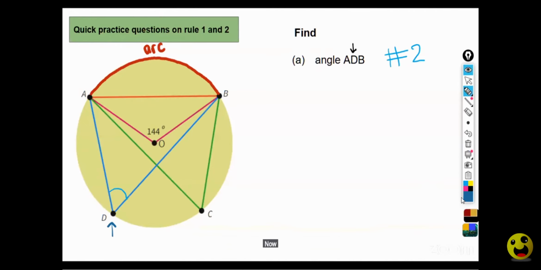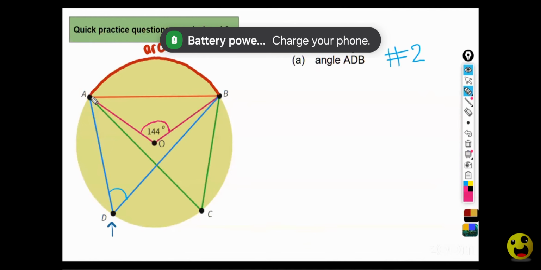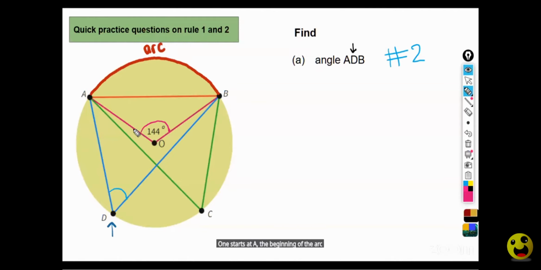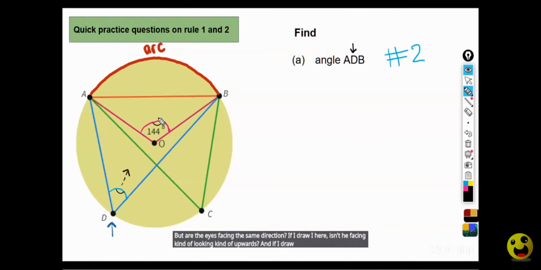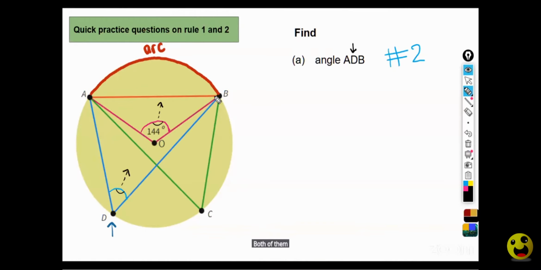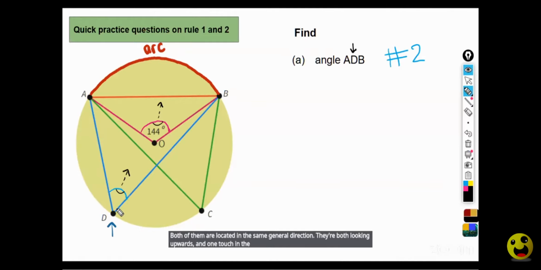Now look at the purple set of legs. One starts at A, the beginning of the arc. It hits the center, and goes back to B. But are the eyes facing the same direction? If I draw an eye here, isn't he looking upwards? And if I draw an eye here for the 144, isn't he looking upwards? Both of them are looking in the same general direction, upwards. And one is touching the center and one is touching the circumference. Like I said, that's a clear case of rule 2.